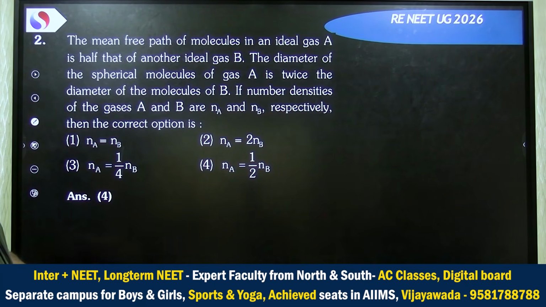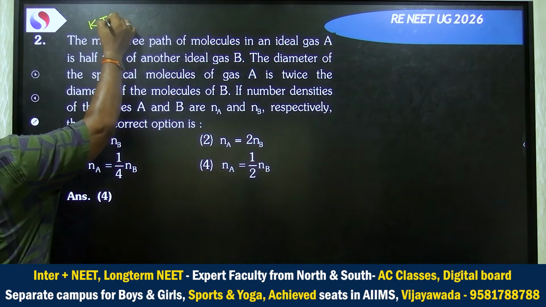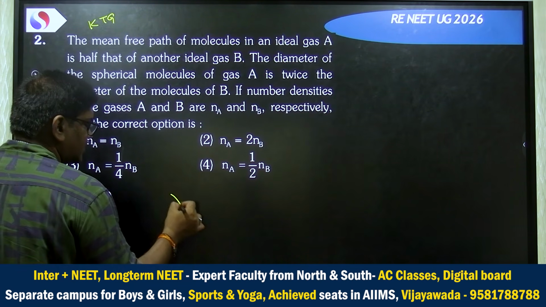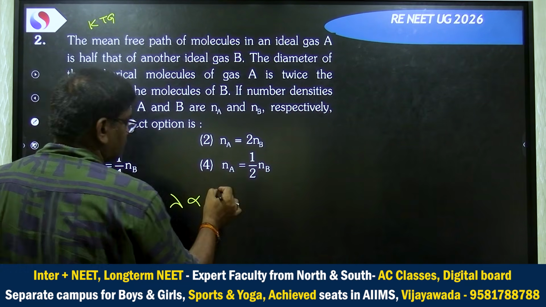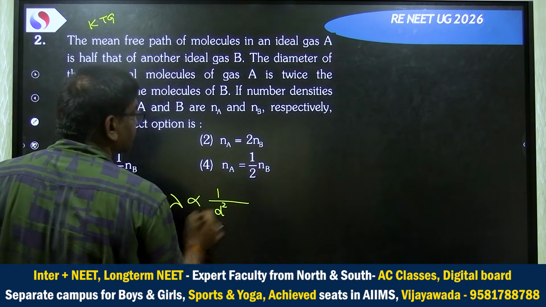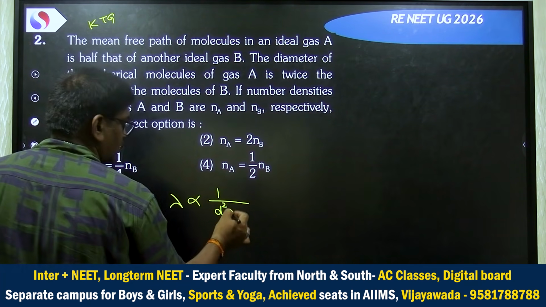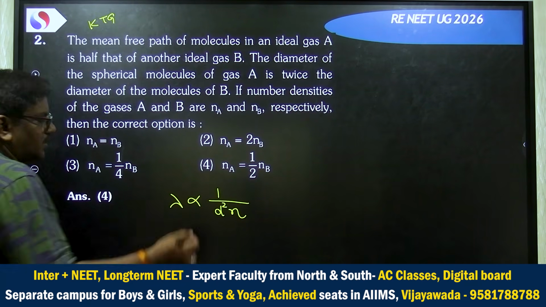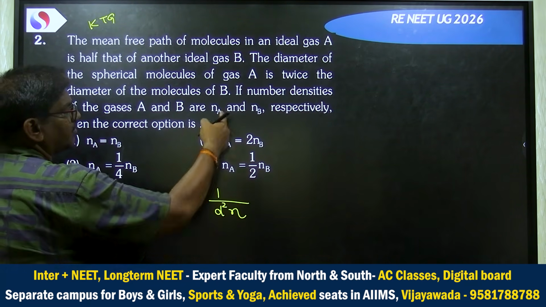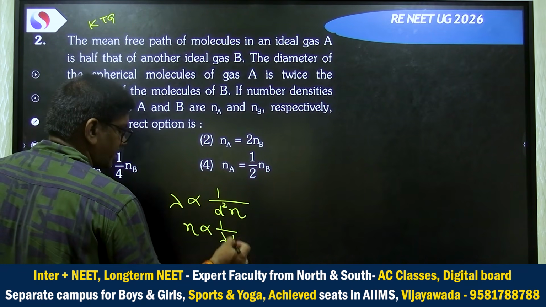Fine. The mean free path of the molecule of an ideal gas. So this question belongs to KTG, kinetic theory of gas. And you know that in the kinetic theory of gas, this lambda is inversely proportional to diameter square, and also it is reciprocal to the number density of the gaseous molecules, right? So this way we have to find out the ratio of n. So I can say n is proportional to 1 by lambda into d square.